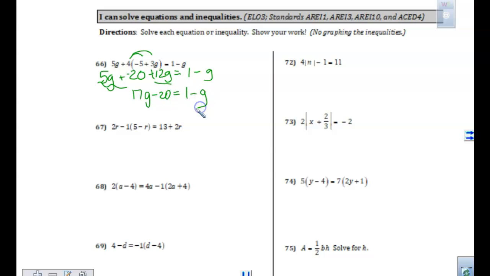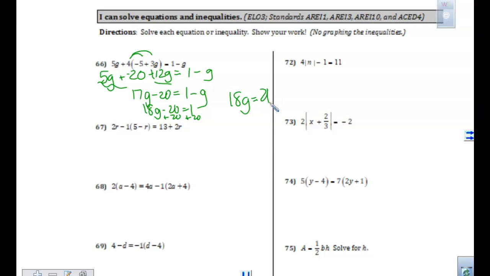Okay. Allie, you ready? What are we going to do next? Add g to both sides. So I get 18g minus 20 equals 1. Viola, what next? Most of these equations are going back to, I would say, unit A. Add 20. So I add 20 to both sides. I get 18g is equal to 21.